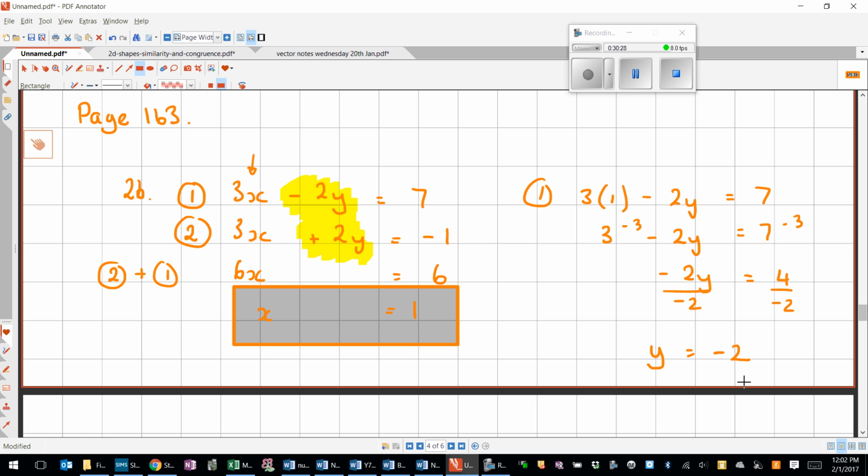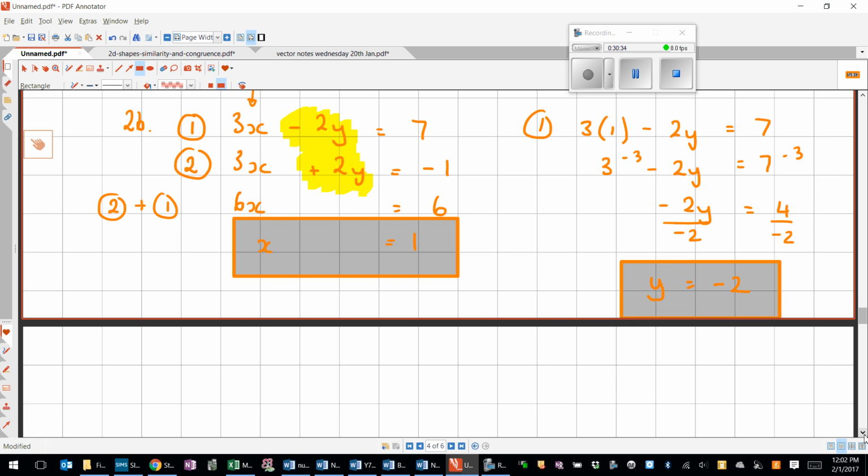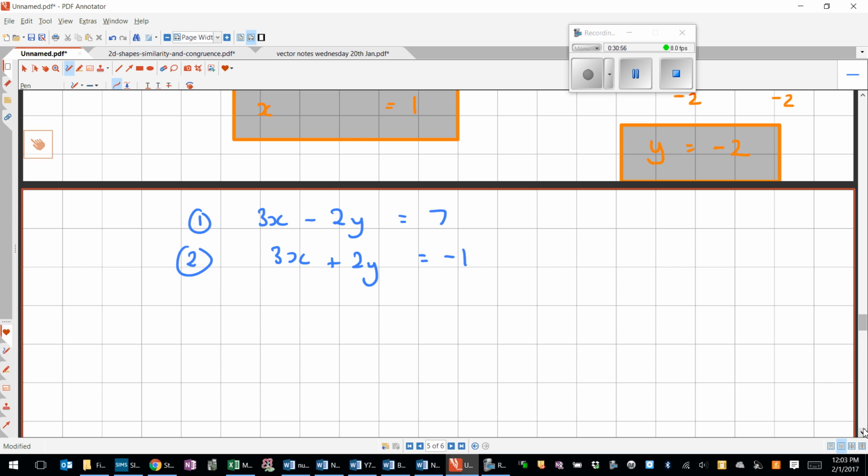So the colours are not coming out so well, are they? What I would just like to show you though is what if we'd decided to go for x instead. Alright, so I'll rewrite it. So 3x minus 2y equals 7, and 3x plus 2y equals -1. Now obviously, even if I do it differently, I should end up with the same solution. Right? If I don't, something's wrong.